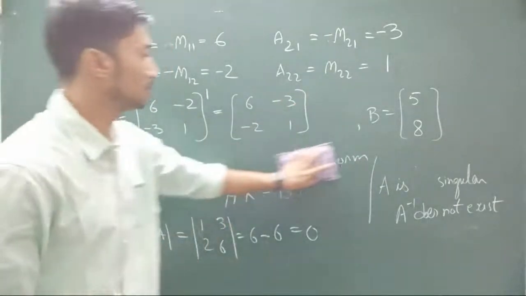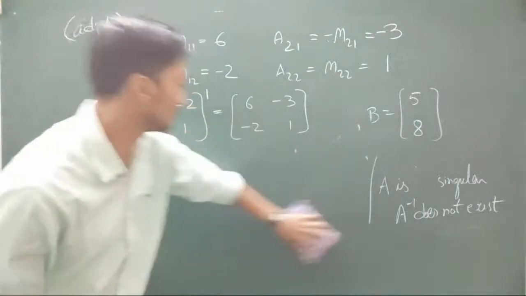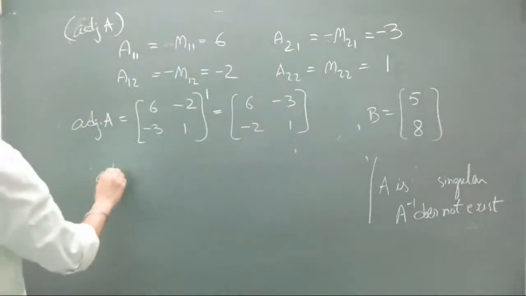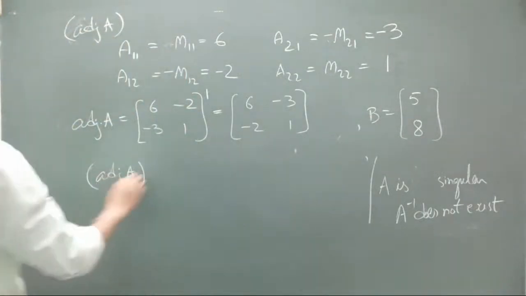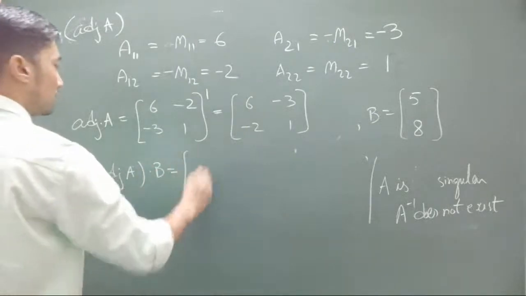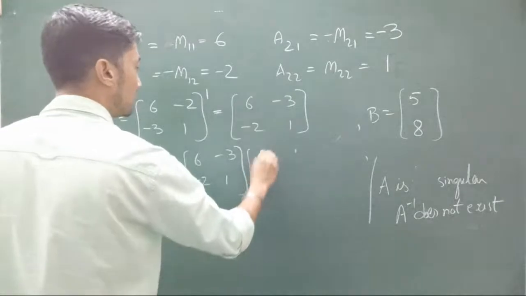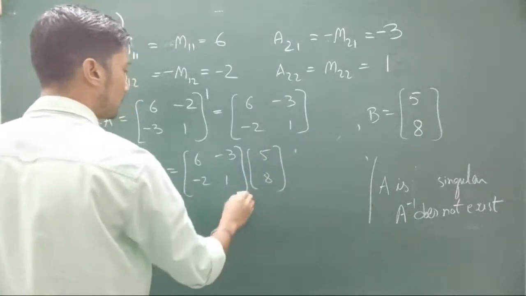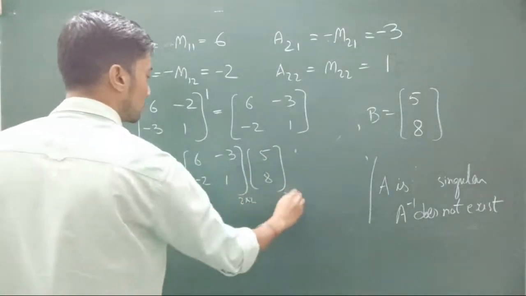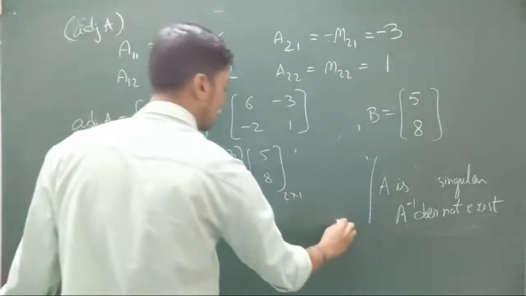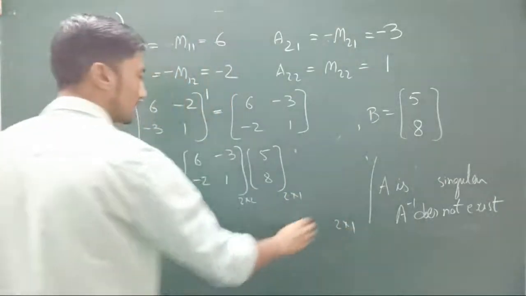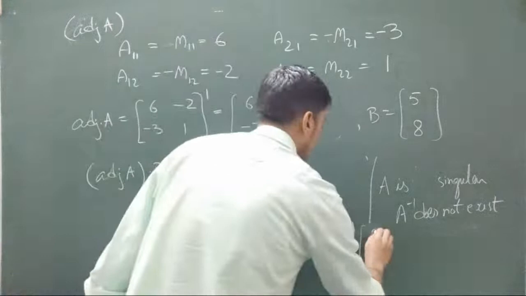Now we will have to get the product of this matrix with the matrix B. So adjoint of A with the matrix B: 6, minus 3, minus 2, 1 into the matrix B, 5, 8. Definitely these are conformable, 2 by 2 and 2 by 1. So the resultant matrix will be a 2 by 1 matrix.